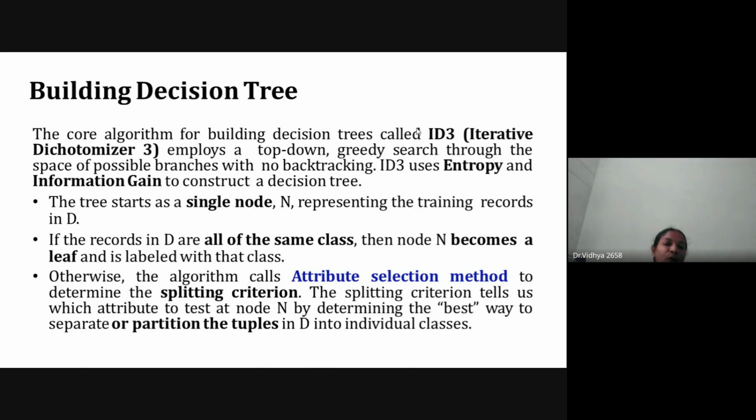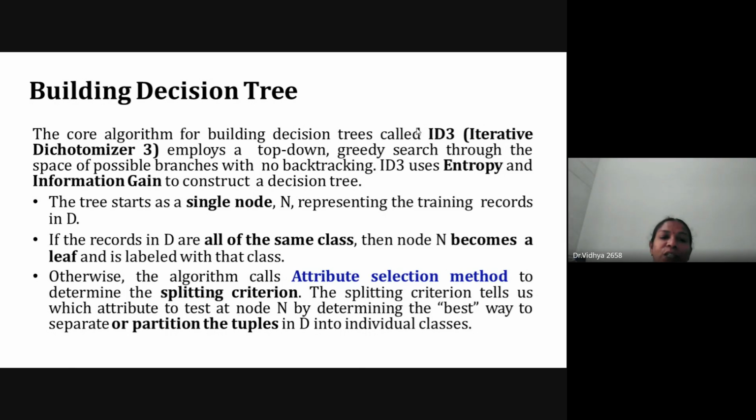Here we are following two important metrics: one is entropy and the other is information gain. Building decision trees is a very simple process. The core algorithm which helps you build the decision tree is Iterative Dichotomizer 3. Based on these two metrics, entropy and information gain, the decision tree is constructed.